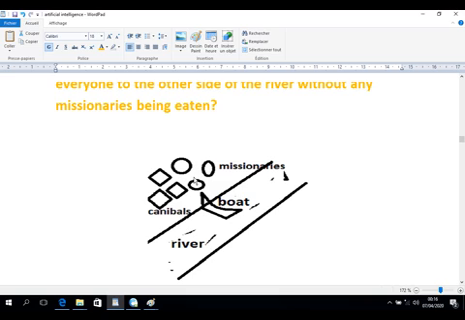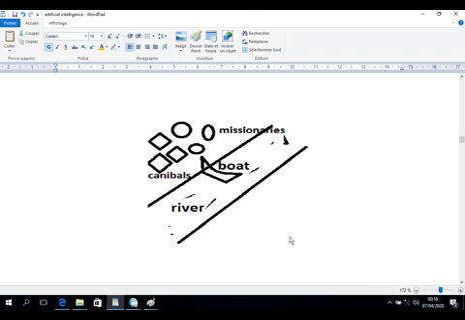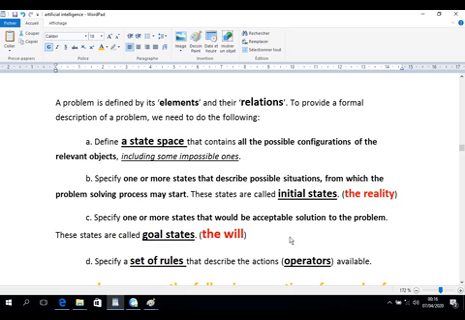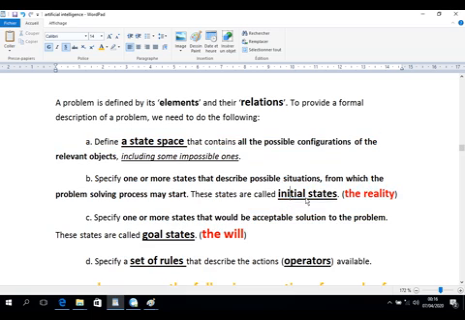In the missionaries and cannibals problem, the operations are the trips of the boat to cross the river from one side to another. So what is the sequence of trips that we move all the missionaries and all the cannibals from one side of the river to the other side? So those are the rules or the operators. Fine.